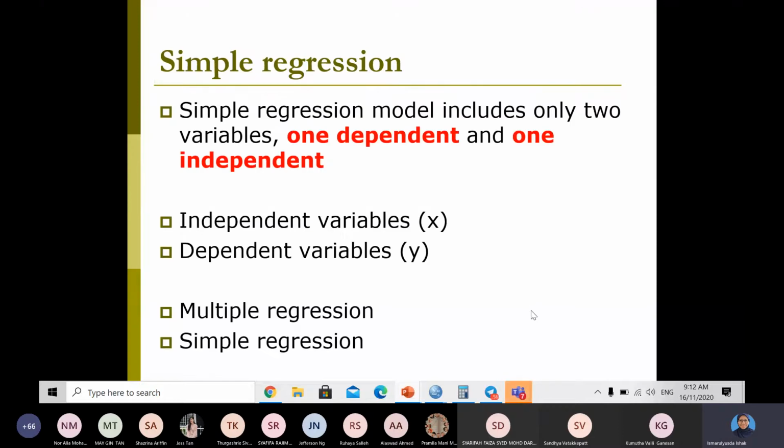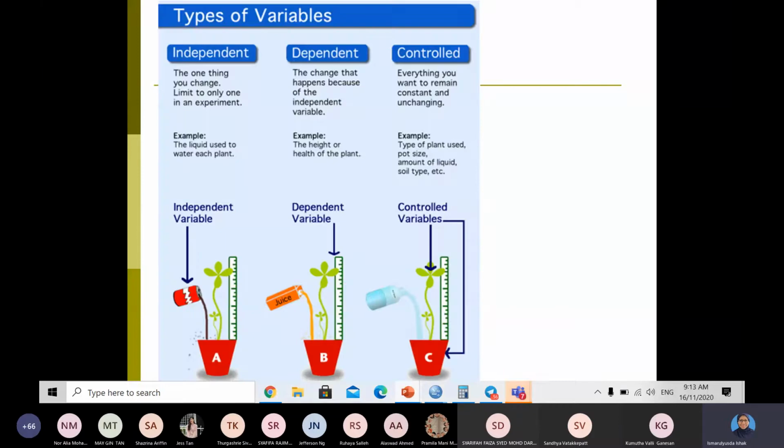So a simple regression model includes only two variables, one dependent and one independent. The independent variable is X, the dependent variable is Y. So we have multiple and simple. If there is one dependent and one independent variable, we call it simple regression.